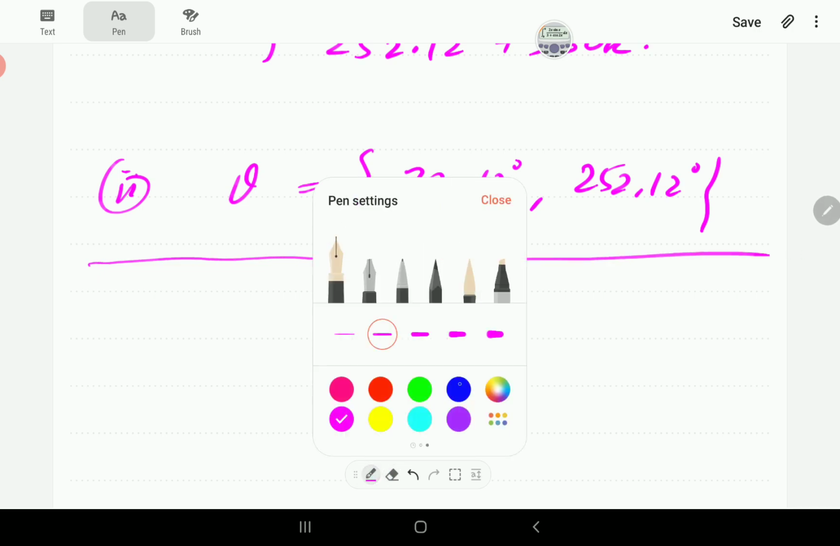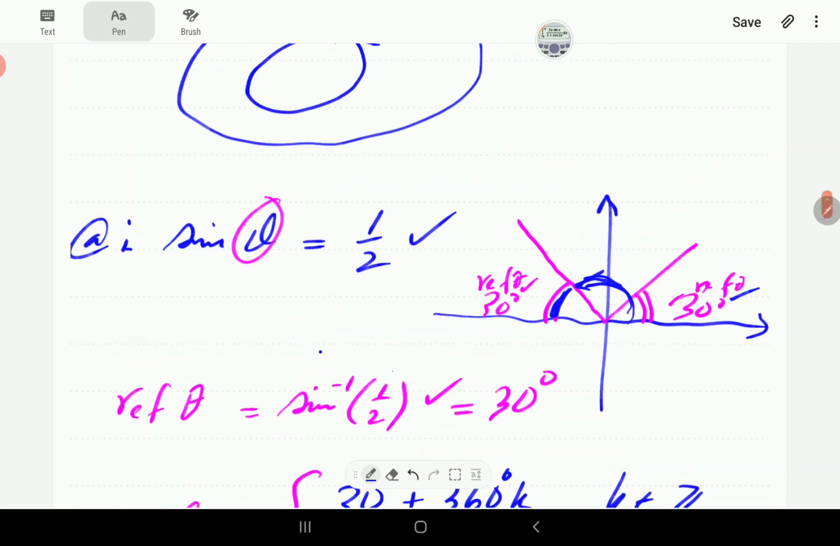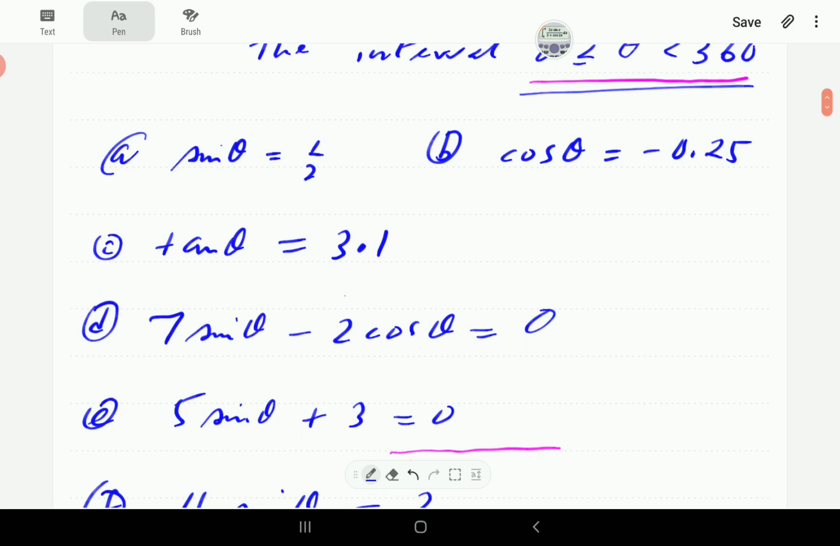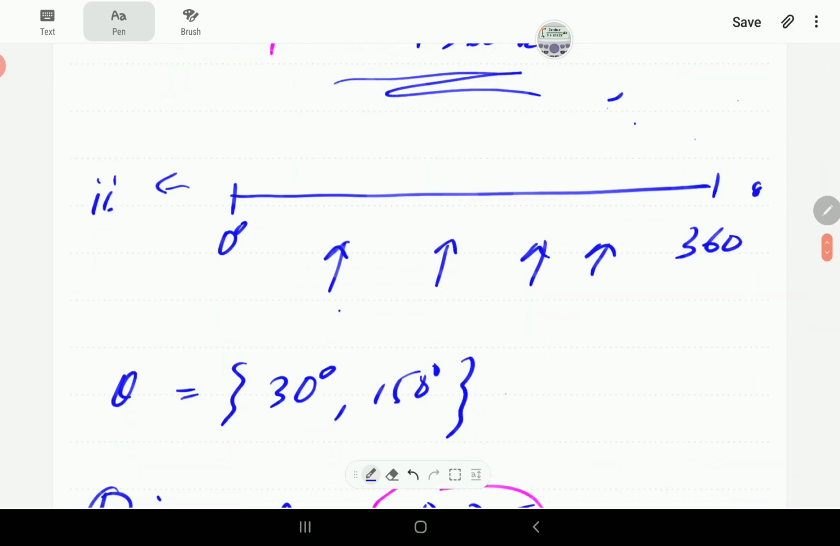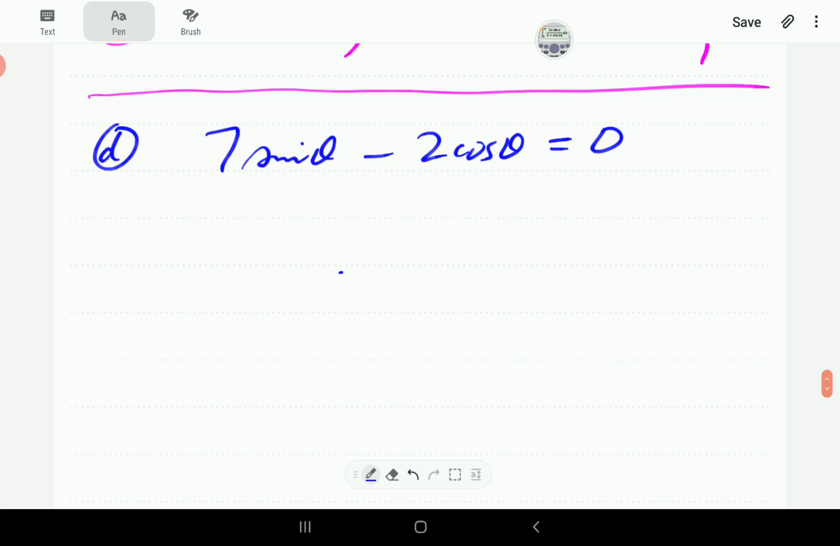So 7 sine theta minus 2 cos theta is equal to 0. Okay, so this equation is a bit different from the ones that we have done, A, B, and C, because for those ones we only had one trigonometric function. Here is just the sine, here is just the cosine, here is just the tangent. Here we've got both sine and cosine. So we're going to have to do something to end up with only one function and then progress as before.